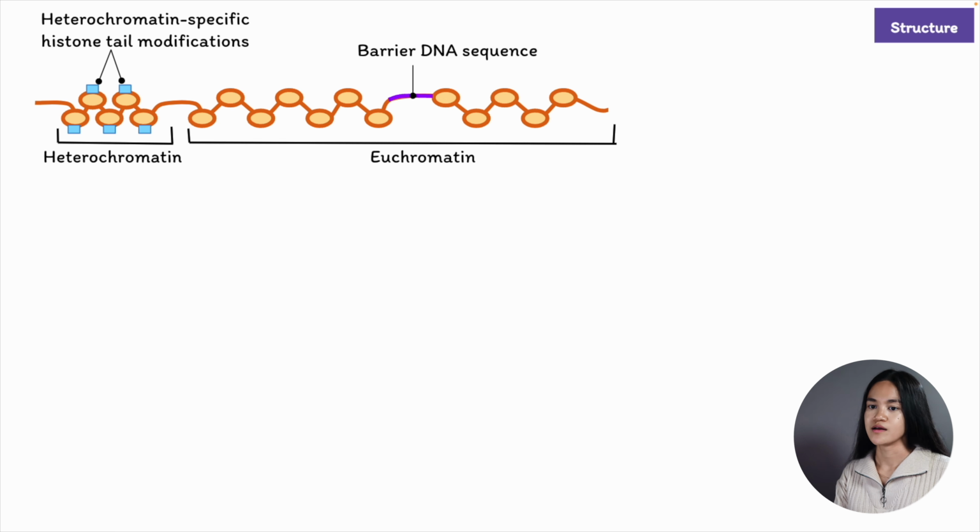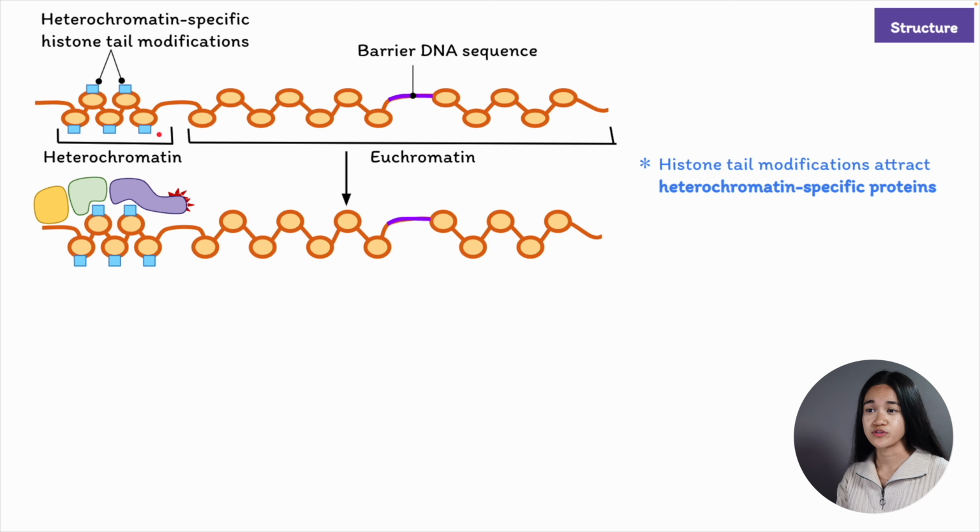Let's break this down further. Okay, we have our heterochromatin and euchromatin here, and the heterochromatin is more condensed. Histone tail modifications attract a set of heterochromatin-specific proteins, including histone-modifying enzymes. That's a mouthful. So these blue things here are heterochromatin-specific histone tail modifications, and they are going to attract a set of heterochromatin-specific proteins, including histone-modifying enzymes. So let's bring these bad boys in.